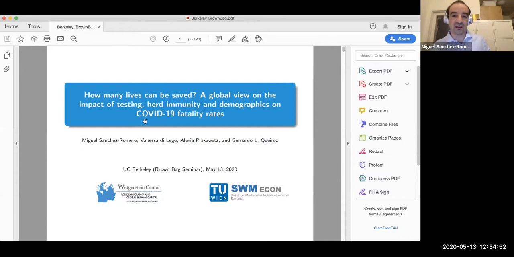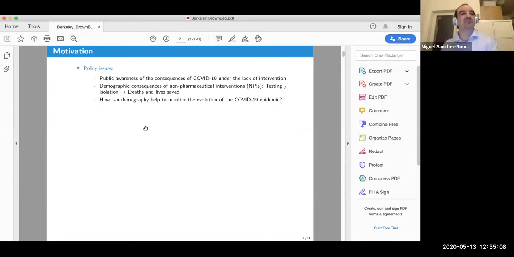So as Josh was introducing before, this is joint work with Vanessa Di Lego, Alexia Preskovich, and Bernardo, who are all present in this meeting. Now, what is the main motivation for this paper? Before giving you the typical motivation, I think it is better to tell you why we started doing this kind of project.